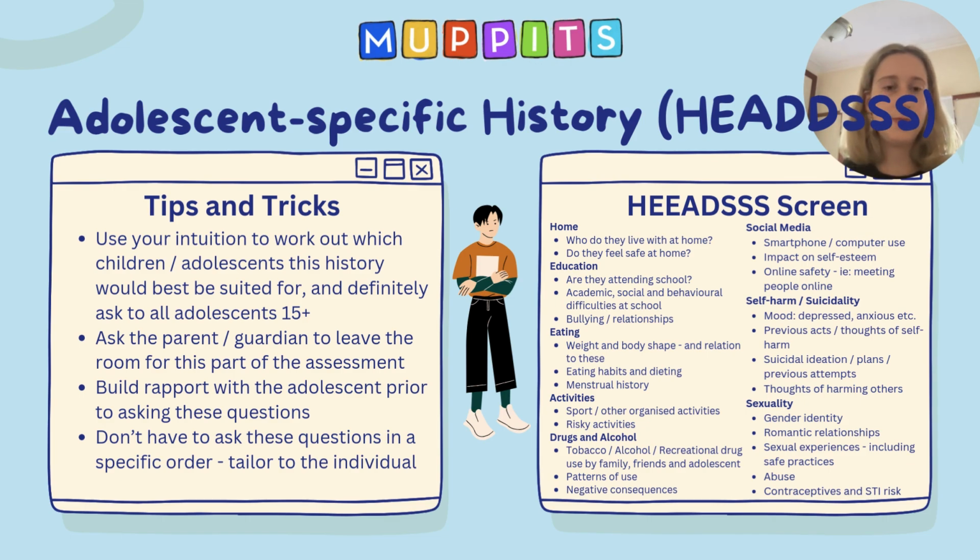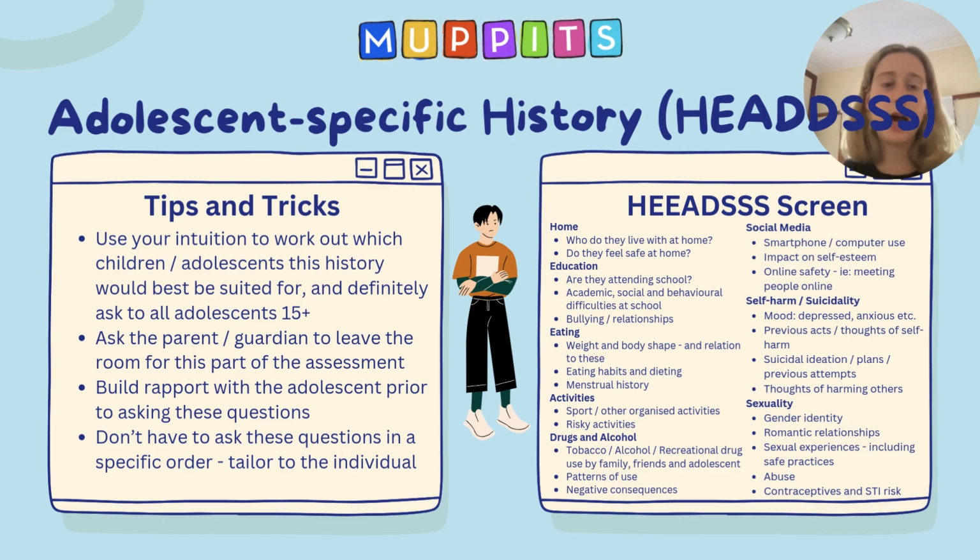In terms of activities, you want to ask about any sport or hobbies, and risky activities as well, which you'll go into more so later, for example, drugs and alcohol. So asking about tobacco, alcohol, recreational drug use.